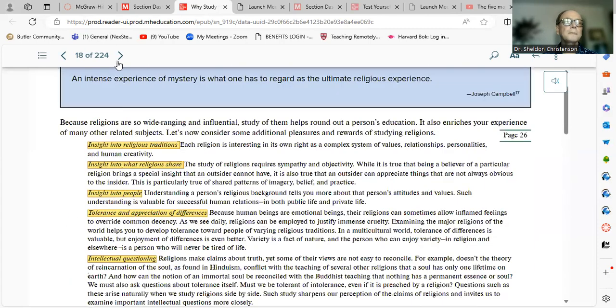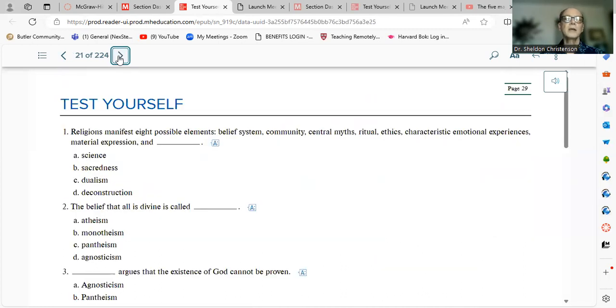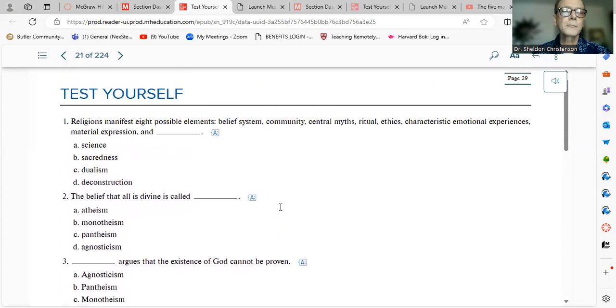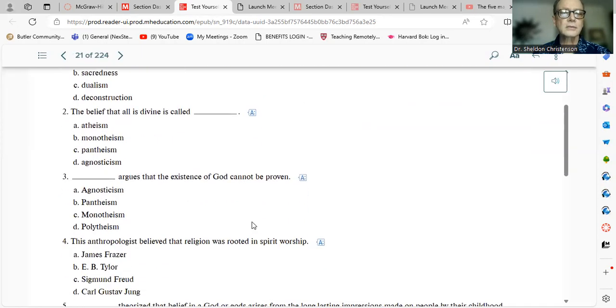All right. And let's get to the end here. End of the chapter. Your questions are taken from the ends of the chapter here. So if I ask this question in a quiz, religions manifest 8 possible elements: belief systems, communities, central myths, ritual, ethics, characteristic emotional experiences, material expression, and sacredness, I'd get the answer if I clicked on the A. Okay. But study these questions at the end, because these are what your quizzes are made out of.